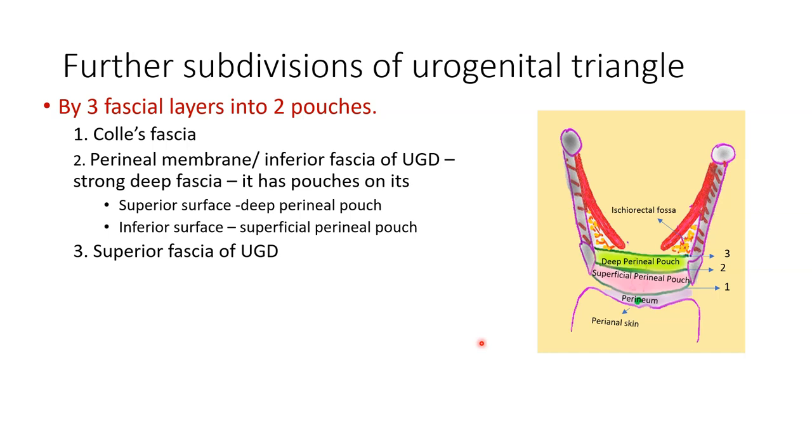Now let us see what are those fascial layers. Look at this picture. Starting from the perianal skin, then there is the superficial fascia next to the skin. The superficial fascia in the perineal region is divided into a superficial fatty and deep membranous layers. These two layers are continuous with the corresponding layers in the anterior abdominal wall. The membranous layer is known as the Colles fascia, which you are seeing.